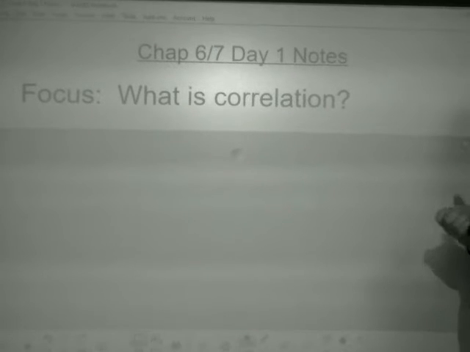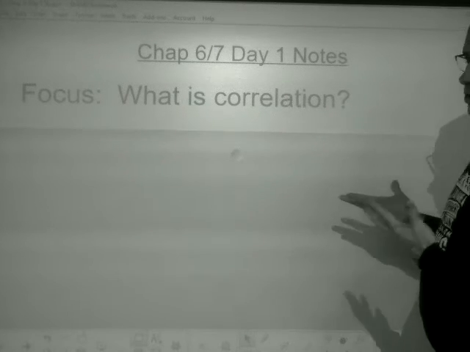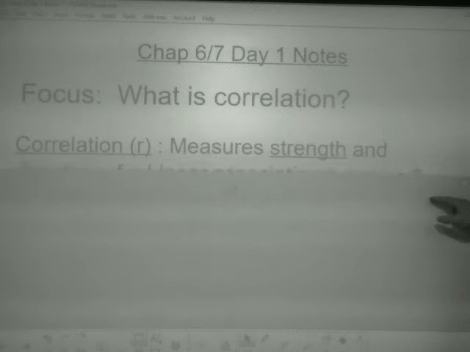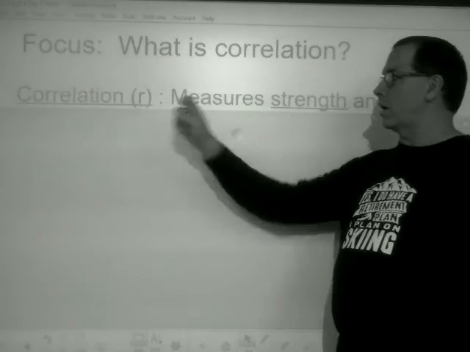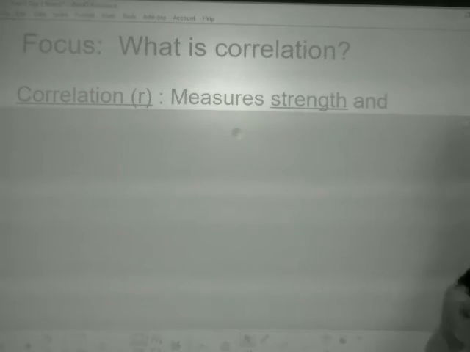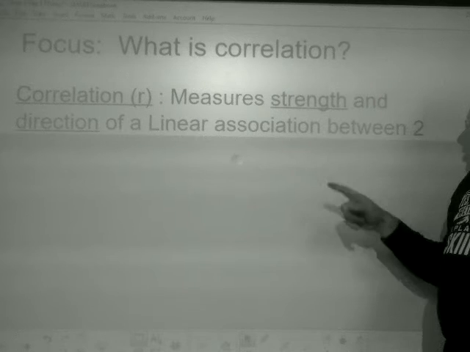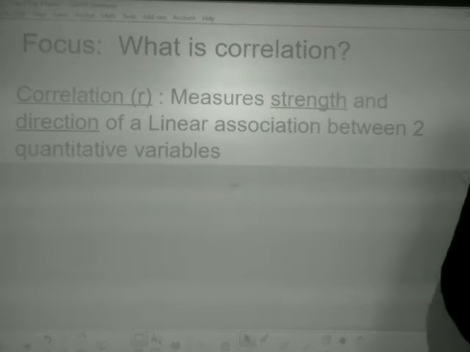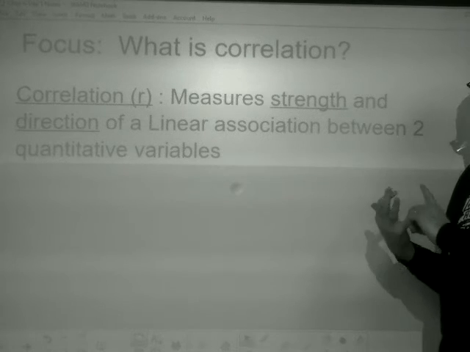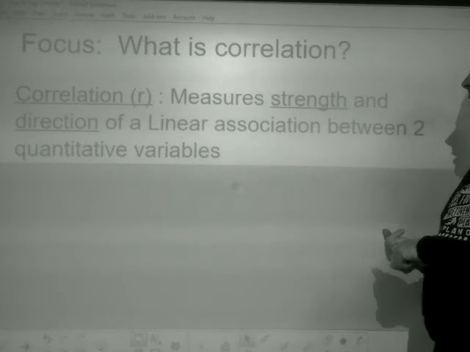And so we're going to take some notes and introduce what correlation is kind of formally. So correlation, and she mentioned in the video that it is the letter R, lowercase r, and it measures strength and direction of a linear association between two quantitative variables. So it tells you the strength and it also tells you what direction the data is heading in.